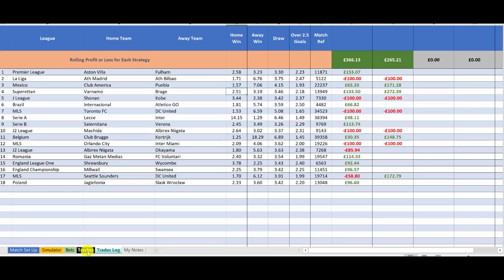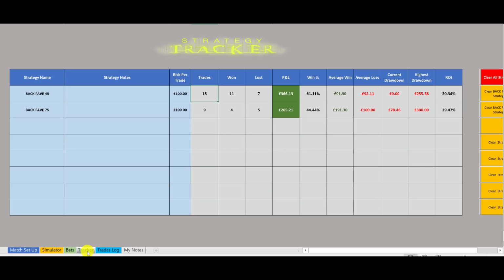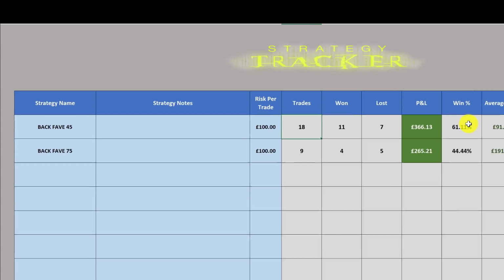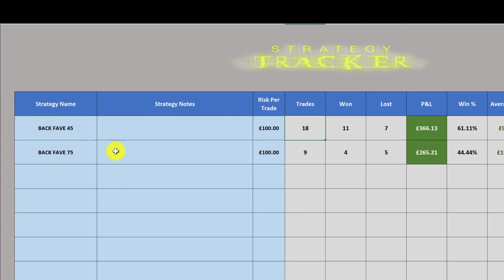And one last thing to show you, like I said, data is king. Let's head back to the tracker. Now, what's interesting about this is that as we start to build this up, we're going to see how many trades we've done, how many have won, how many have lost. Then we can see our strike rate. Now, I did speak earlier on about trying to find a strategy with a high strike rate, and so you can really track it from here. Okay, now this back the favorite 75 strategy so far has a 44% strike rate.